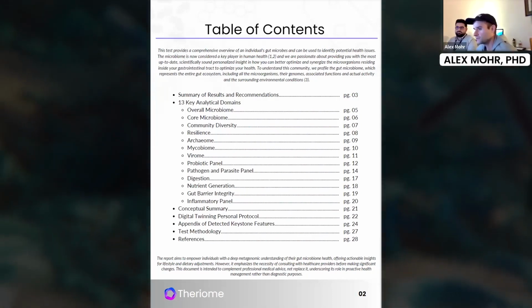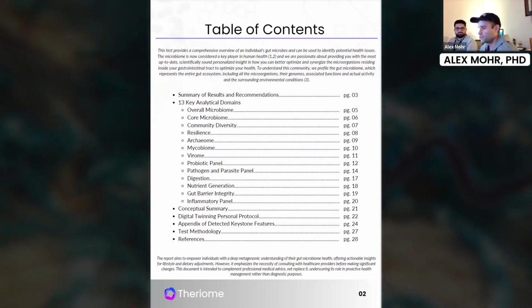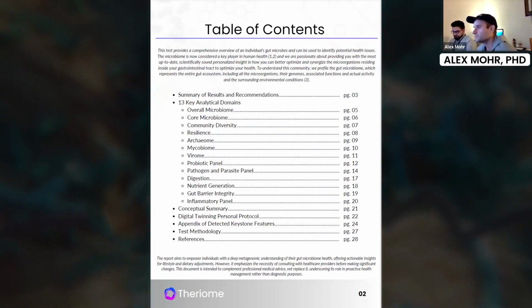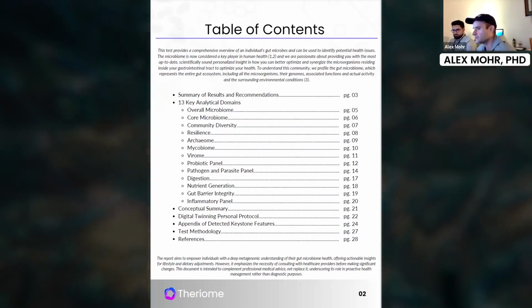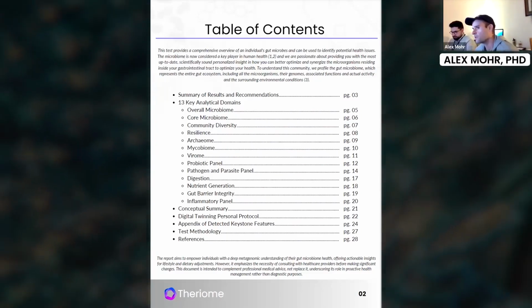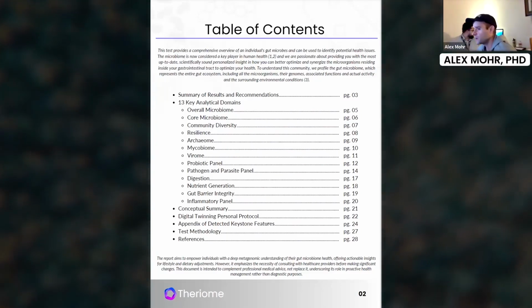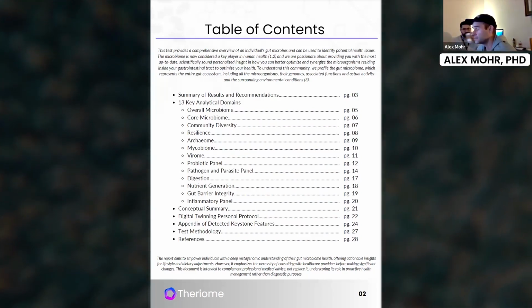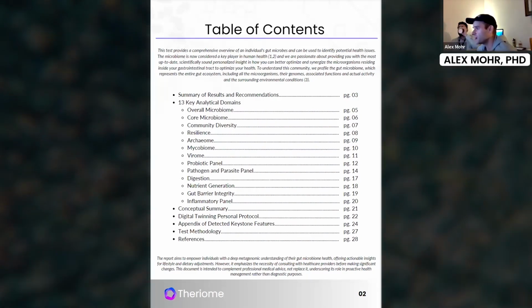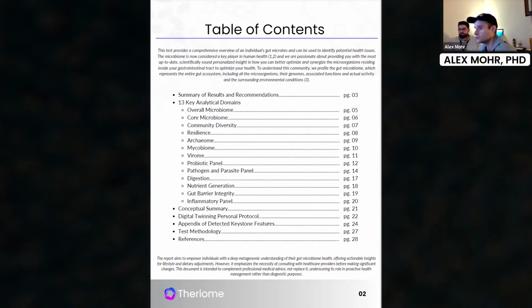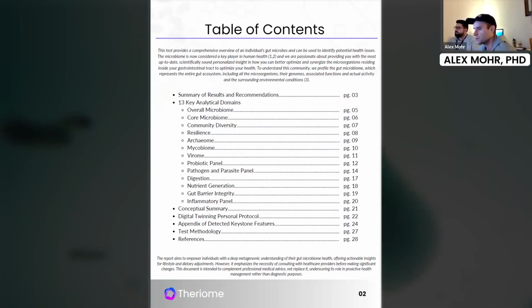Gut barrier integrity, obviously, and that dovetails nicely into our inflammatory panel, pathways, and including some visuals. I do have a conceptual summary, bringing together all of the analytical domains and putting it into a figure. The digital twinning personalized protocols are in tabular format. They're not as we currently have them in the Aristotle. So there are going to be some separate degrees of separation here with how these different components of the report are presented.